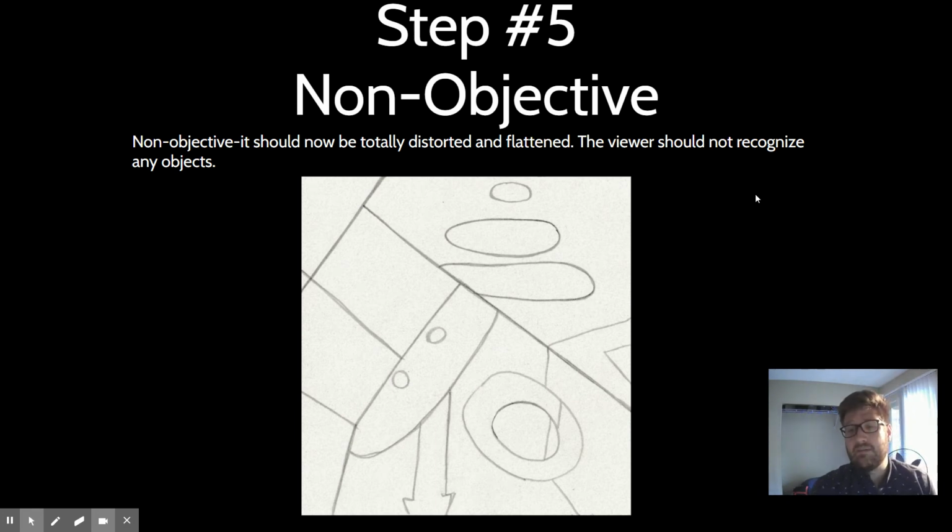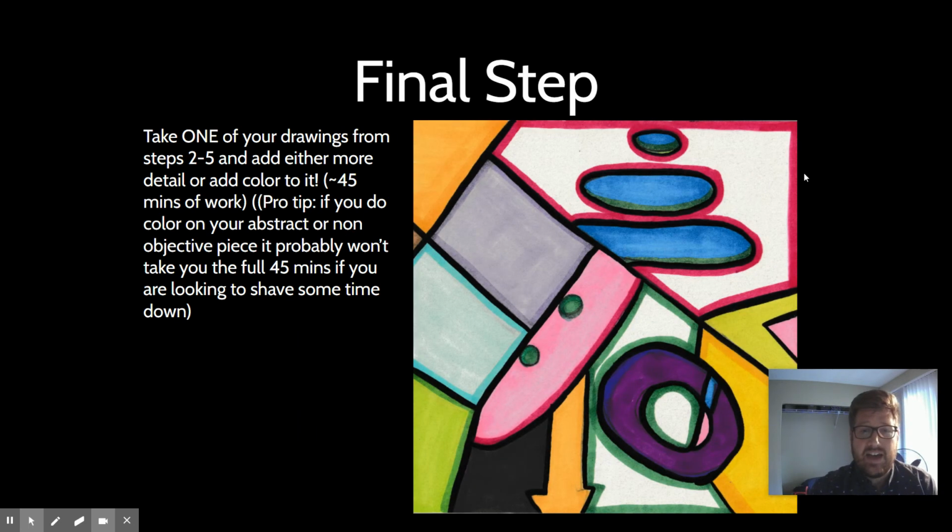What I'm showing you this one for is because there's part 6, which we haven't shown for the other examples, and that is the final step. You're going to take one of your drawings from steps 2 through 5, so 2, 3, 4, or 5, and spend another 30 to 40 minutes on it by either adding color or by adding more detail.